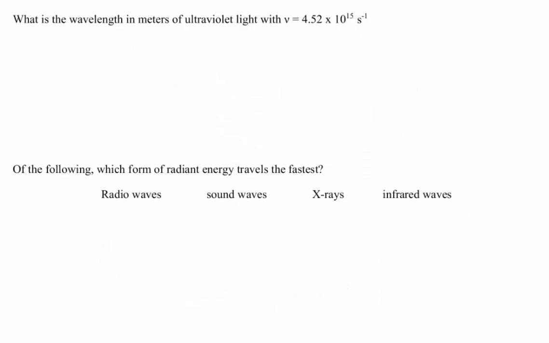The next question asks, what is the wavelength in meters of ultraviolet light with the frequency equal to 4.52 times 10 to the 15th second inverse, or hertz? We know that speed of light is equal to lambda times frequency. If we wanted to find wavelength, we know that this equation implies that speed of light divided by frequency is equal to wavelength.